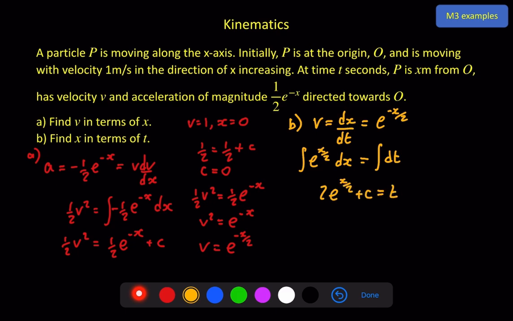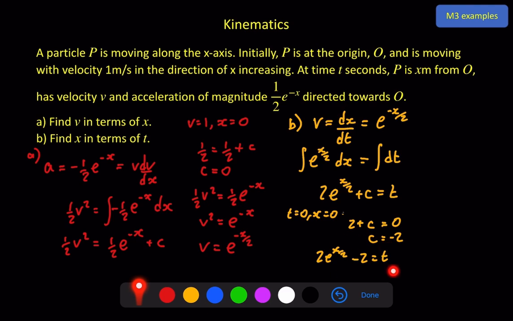Back to the question quickly for boundary conditions. Initially, that's t is equal to 0, P is at the origin, x is equal to 0. So when t is equal to 0, x is equal to 0, and that gives us 2 plus c is equal to 0, so c is minus 2. 2e to the x over 2 minus 2 is equal to t. However, last thing on this, find x in terms of t, not t in terms of x.